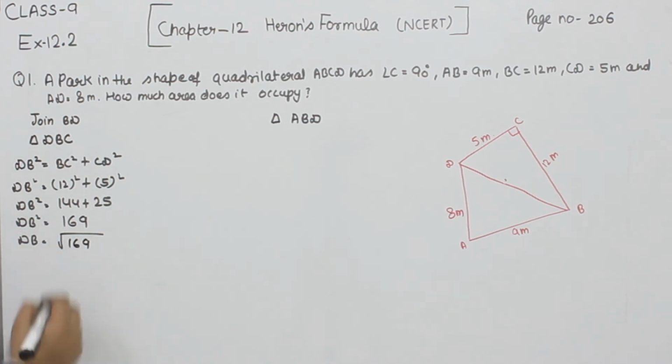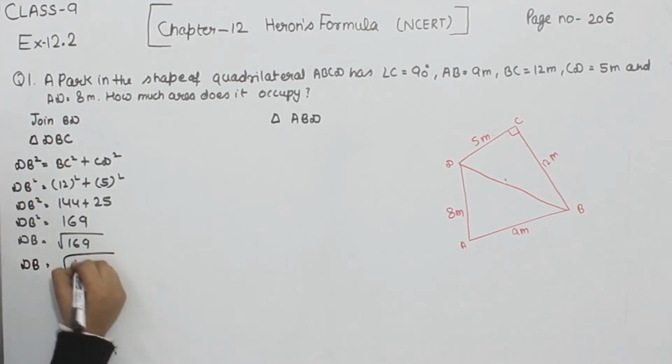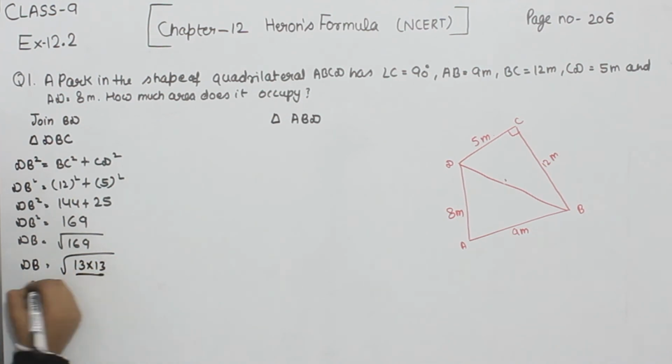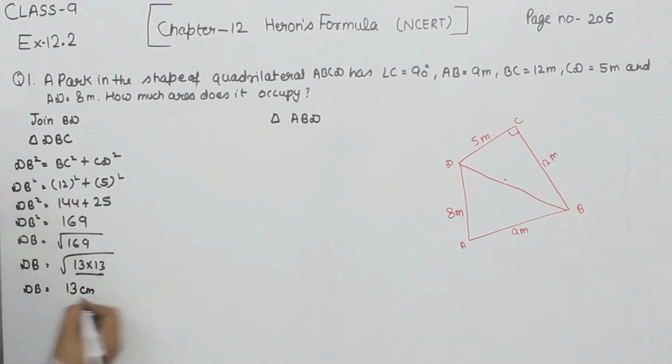This square, when we transpose it from the left hand side to the right hand side, will become root. Now DB is equal to 13 multiplied by 13, then they will come out, now they are the pair. So 13 meter is the DB we are having.